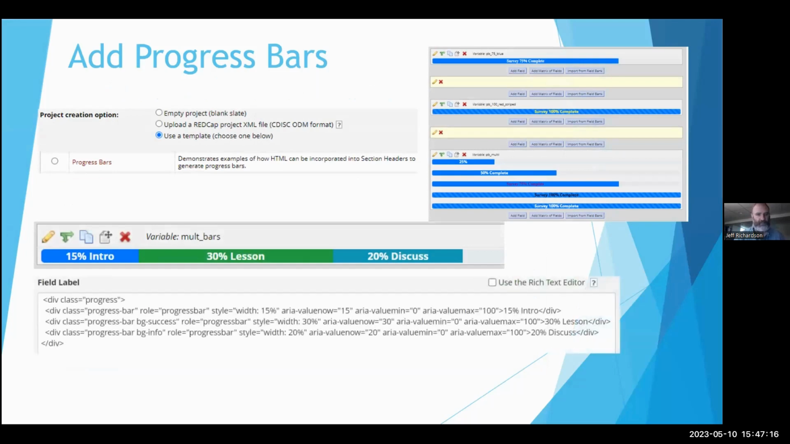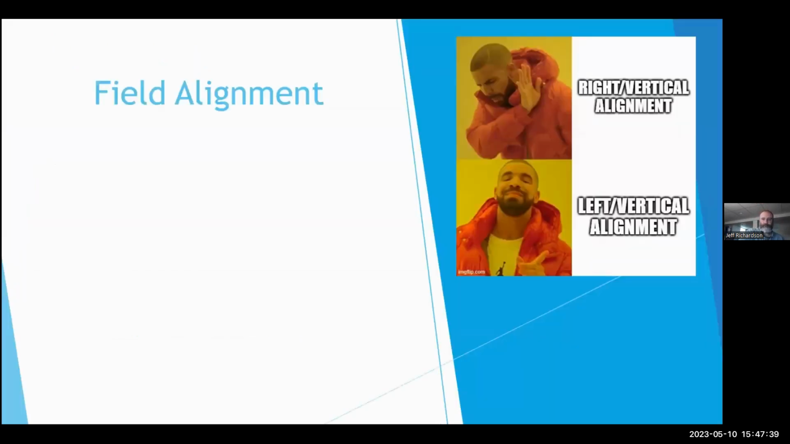And here, you can see this is the code you see in this project template. When you dig into it, this is the field label, but what we see is the progress bar. And you get to learn how things are set up and how to change things if you want. So a cool little way to add progress bars.